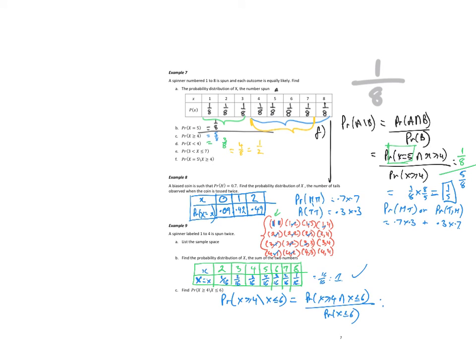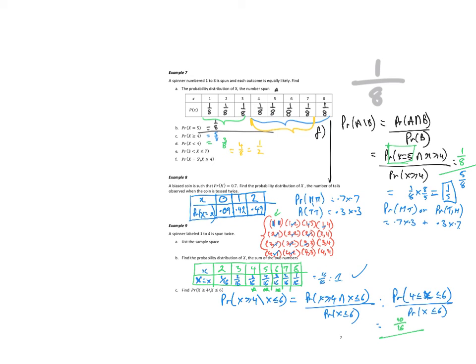So what numbers are greater than or equal to 4 and less than or equal to 6? Whoops. X is between 4 and 6 over the probability that x is less than or equal to 6. So what's the probability of a number between 4 and 6? That's 4, 5, and 6, which is 3 and 4 and 3. That's equal to 10 over 16, all over a number less than or equal to 6.